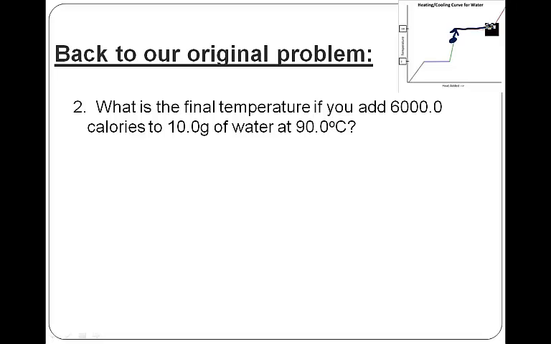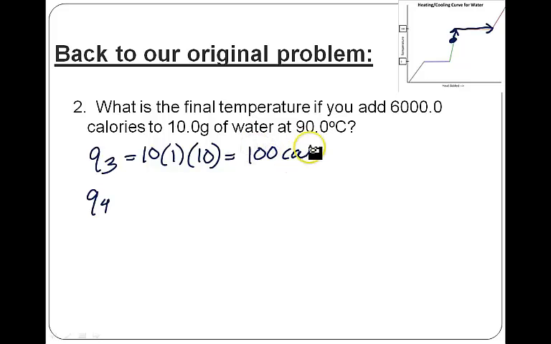We have enough energy to take all of our liquid up to 100, and then we have enough energy to turn all of our liquid into steam. Let's see if that's the case. So we'll find Q3 and Q4. Q3 is mass times C times delta T, and it's going to take 10 degrees Celsius to go from 90 up to the boiling point of 100. So that would take only 100 calories. We have more than enough to do that because we have 6,000 calories. So let's see how much Q4 would take.